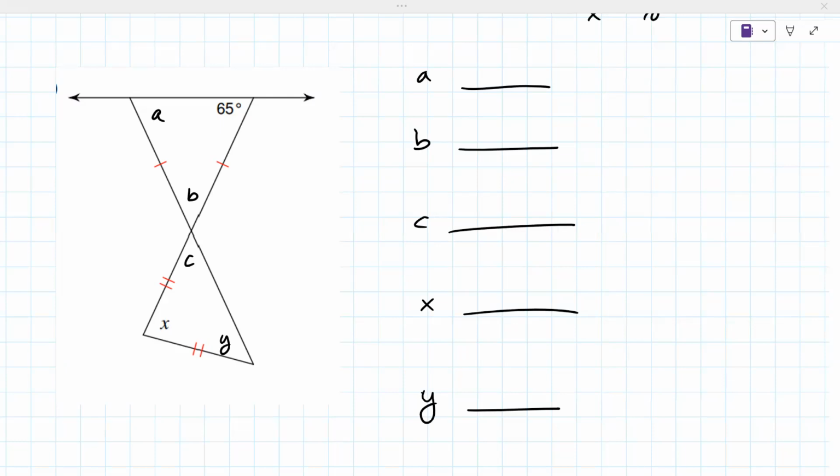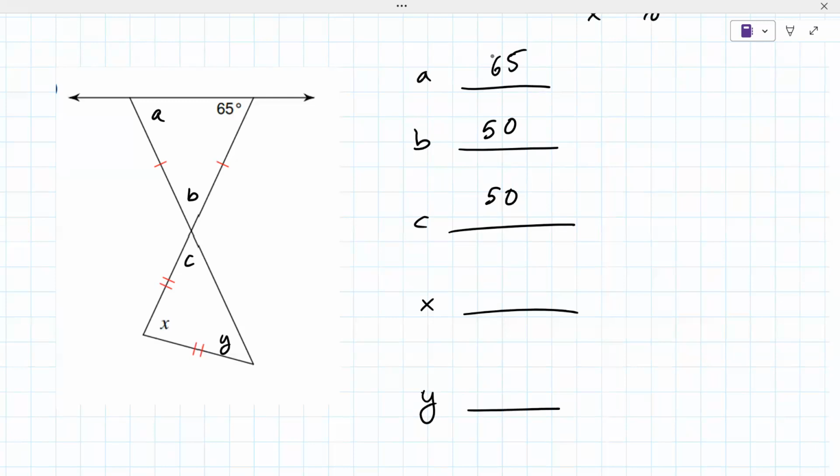Do you need to check any of your numbers? You feel pretty confident about them. Yeah, well, I'm almost done. Hold on, I'm just double checking it. Okay, so A, I got 65. B, I got 50. C, I got 50. X, I got 65, and Y, I got 65.